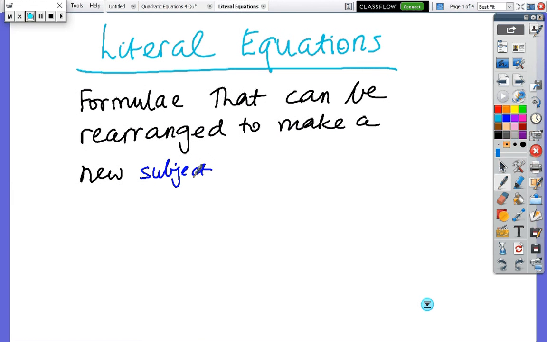Okay, the next part of the topic on equations is a thing called literal equations. So we do have the word equations, but we're not going to get solutions per se. What we normally have is a formula that can be arranged to make a new subject.